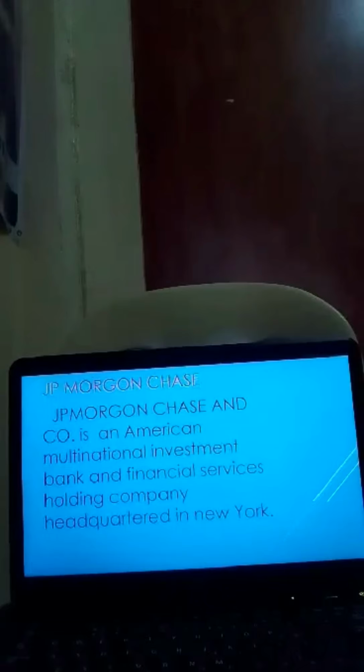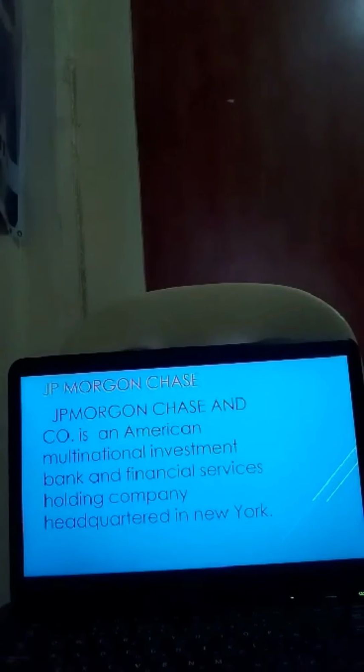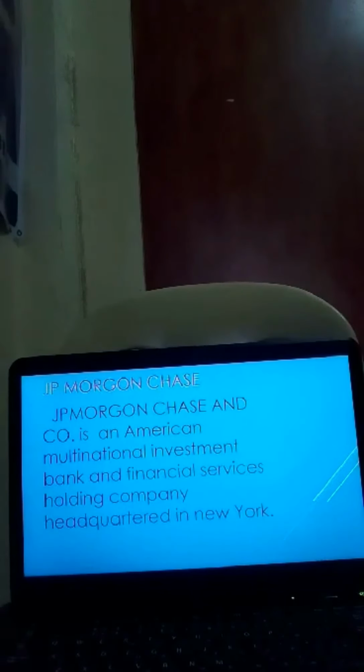Next is JP Morgan Chase. JP Morgan Chase & Co. is an American multinational investment bank and financial service holding company headquartered in New York. JP Morgan Chase is ranked by S&P Global as the largest bank in the United States and the seventh largest bank in the world. Its total assets are US dollar 2.687 trillion.